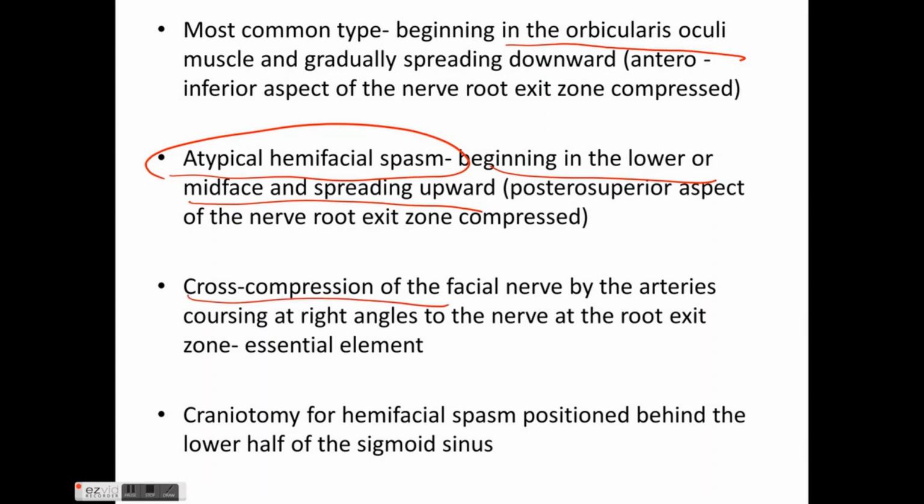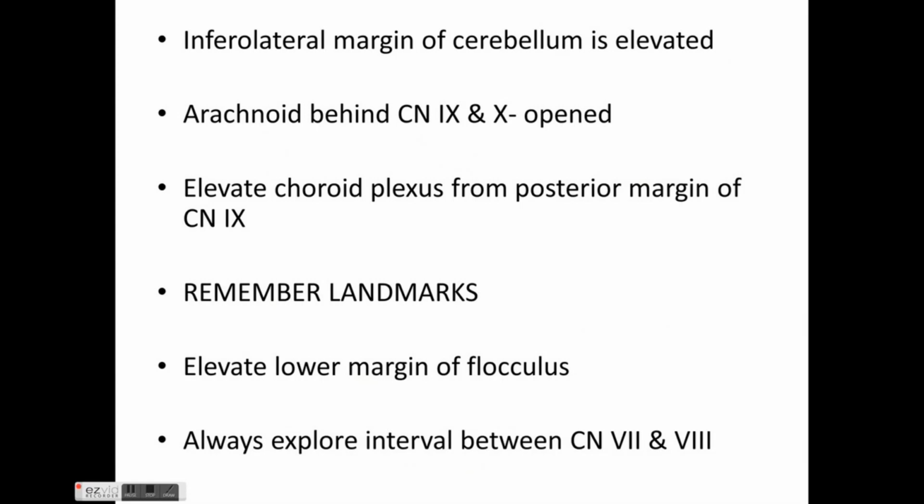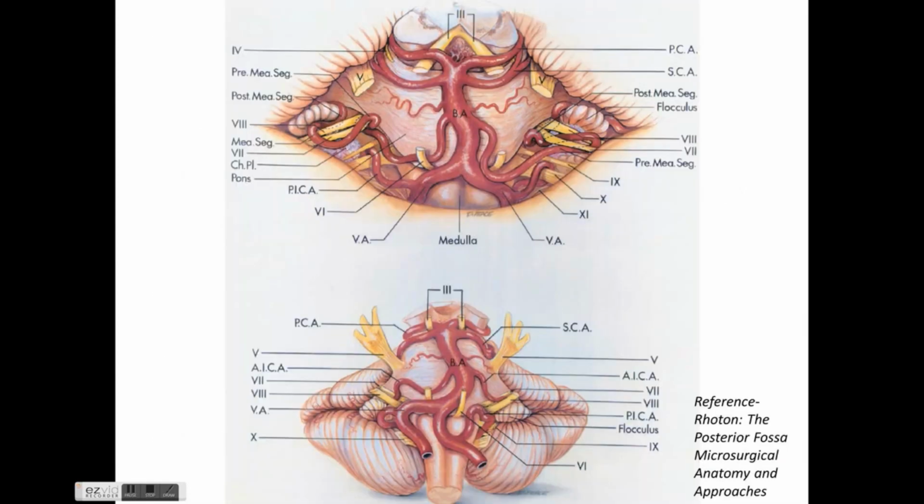The craniotomy for hemifacial spasm is positioned behind the lower half of the sigmoid sinus. The inferior lateral margin of the cerebellum is elevated. The arachnoid between the 9th and the 10th nerve is opened. The choroid plexus is elevated from the posterior margin of the 9th nerve. Always remember the landmarks. Elevate the lower margin of the flocculus and always explore the interval between the 7th nerve and the 8th nerve. As you can see, this is the anatomy of the arterial compression of the middle cerebellar complex. We can see that from the basilar artery, we have the AICA loop, which is compressing onto the facial nerve.